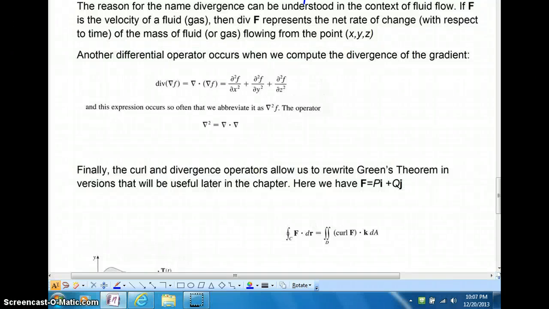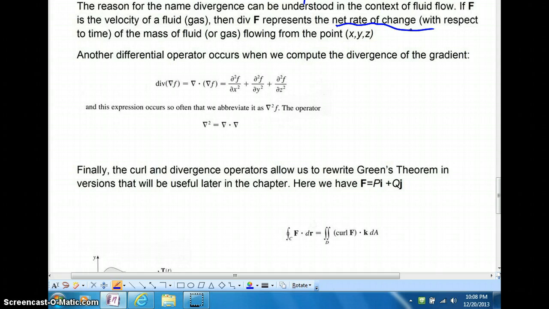And finally, wrapping up lesson 16.5, the reason for the name divergence, when we take the divergence of a vector field, is understood in the context of fluid flow, and in particular as a rate of change. If your vector field is measuring the velocity of a fluid or a gas, then the divergence of that vector field represents the net rate of change with respect to time of the mass of the fluid or the gas flowing from that point x, y, z.